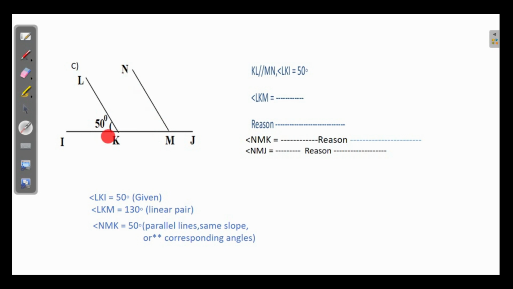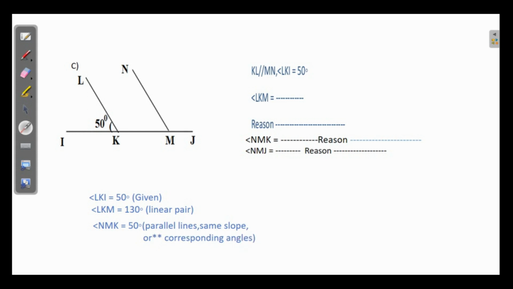NMK. This is also 50 degree. Why? These two lines are parallel. LK is parallel to NM. So the same slope with the same line, at one side. That is angle NMK is equal to 50 degree. Angle NMK equal to 50 degree. Reason: parallel lines, same slope or corresponding angles.